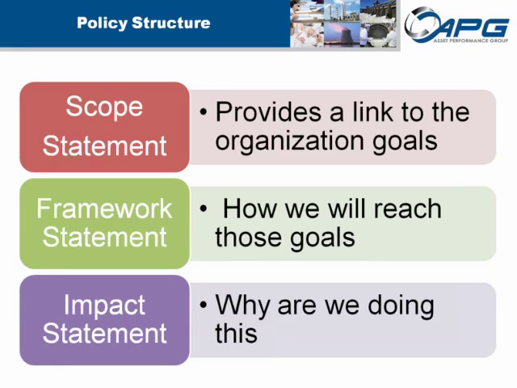We're going to look at this in 3 sections. We're going to look at the scope, the framework, and the impact statement. These sections are not detailed in the specification. This is just how we lay it out, and we find it the easiest way to communicate the policy in these terms. So we have the scope statement, which provides the link to the organizational goals. The framework: how will we reach those goals? And the impact statement: why are we doing this? And what will it mean to you?